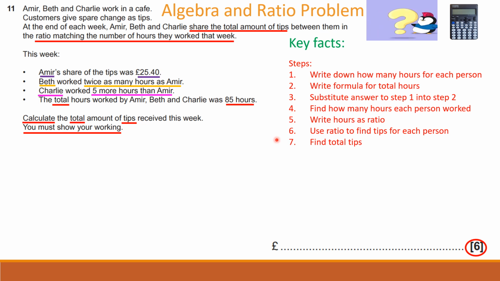Well done, guys. Hopefully you've managed to work out an answer here. So we're going to start with step 1. And for step 1, we've got to work out how many hours each person works. So Amir just worked 8 hours. We don't know how many hours that is. We're just going to call it A.